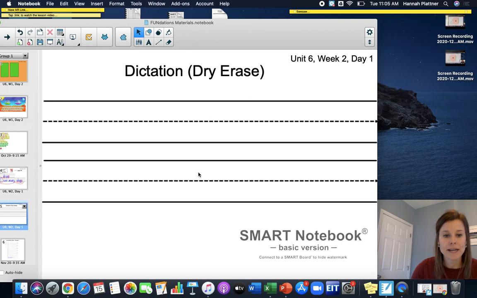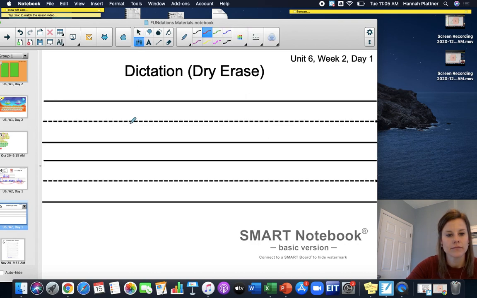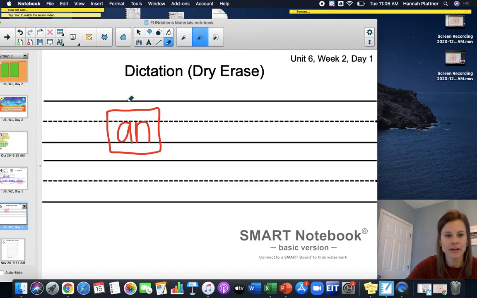The first sound, repeat after me, is an. An. Go ahead and write that sound. An. And I'm going to mark it up also. I know it's a glued sound, so I'm going to put a box around it. An. Very good. If your board matches mine, go ahead and erase it.